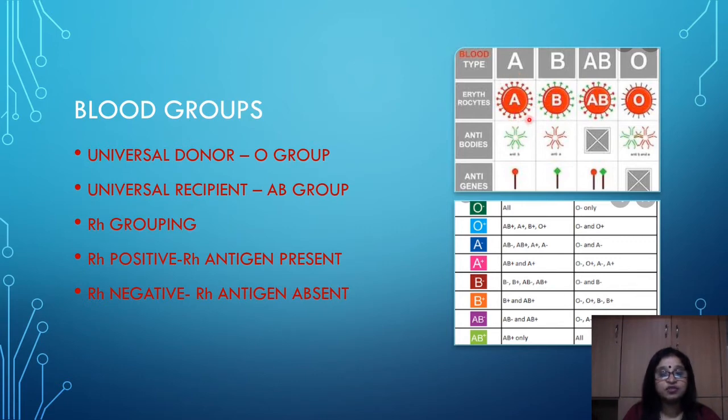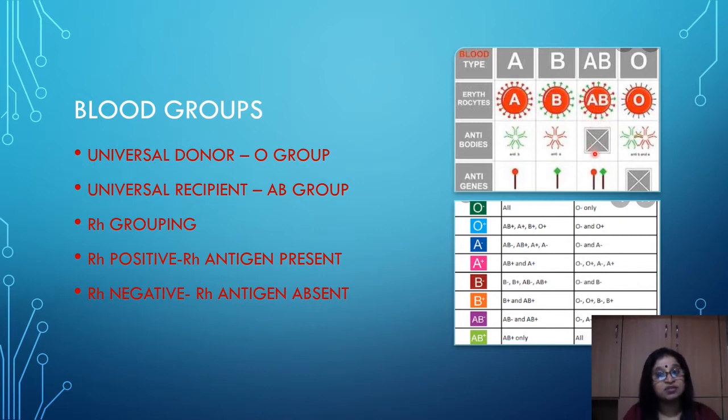So on the surface of the RBC, I have the antigen A, if you can see this. Similarly, the B blood group will naturally have antigen B on the surface of the RBCs, whereas in the circulation there will be anti-A antibodies. So simple, if my blood group is AB, it will have both A and B antigens on its surface, so there will be no antibodies in circulation.